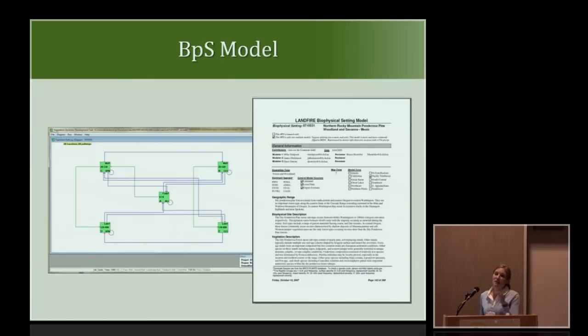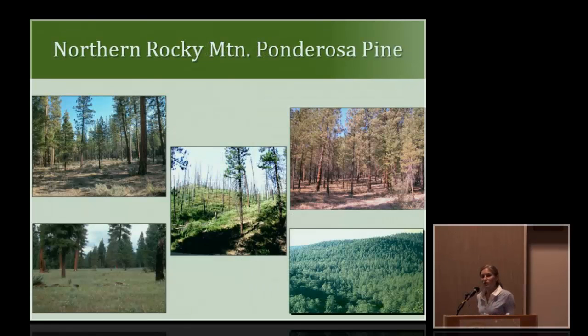And so the set of models that we produce to represent these biophysical settings that get mapped are state and transition models, and they have an accompanying description document. So this is a pictorial description of the states in a state and transition model.